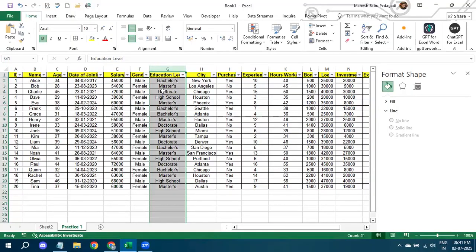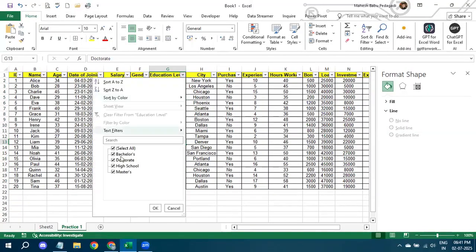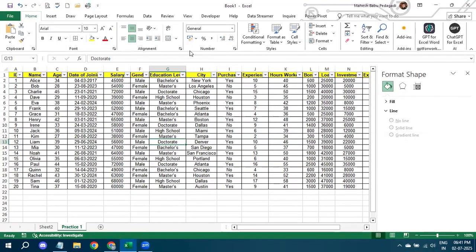I'm having 10, 20 data points. Listen carefully, guys. Answer carefully. I'm having 20 data points, out of which I see there are 4 degrees: bachelor's, doctorate, high school, and master. Which degree is having the highest count? Which chart will I use? Bar chart. Yes, perfect.